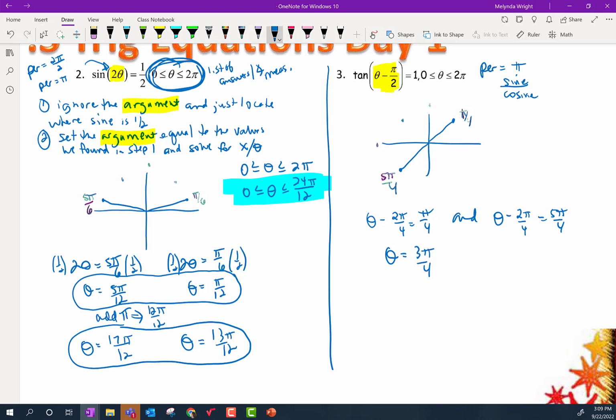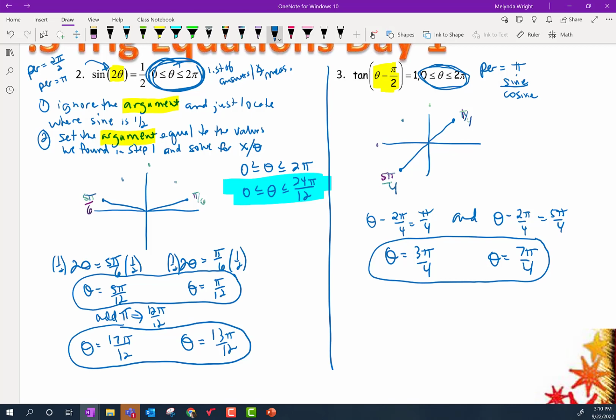And if I add that over, 5 pi over 4 plus 2 pi over 4 would be 7 pi over 4. And here's my answers. So let's talk about the period. The period is pi. And I need to go from 0 to 2 pi. Okay, 0 to 2 pi. And so I have 2 answers.